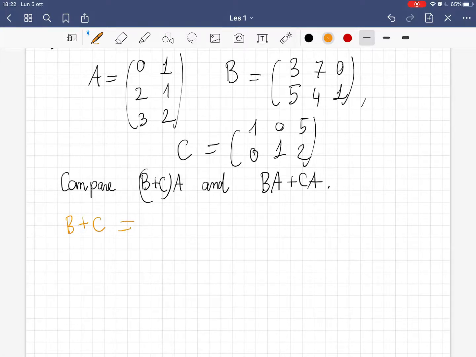Well, you just add terms. So it's 3 plus 1, and so on. So this is 4. This is then 7 plus 0. So again 7, and so on. So 5, and here 5. Here 5 again, and here 3. Okay.